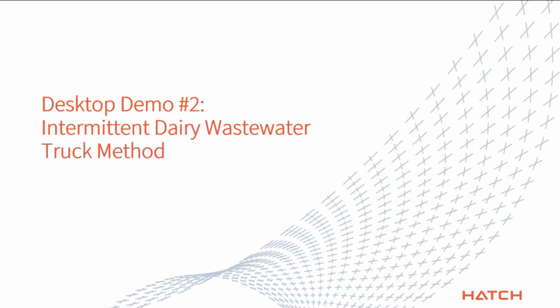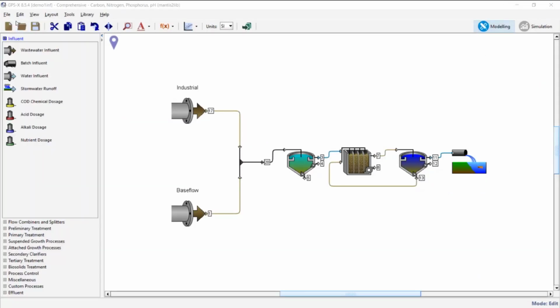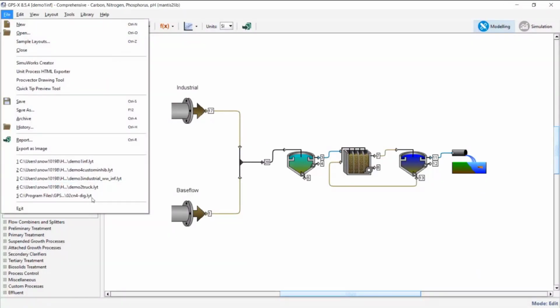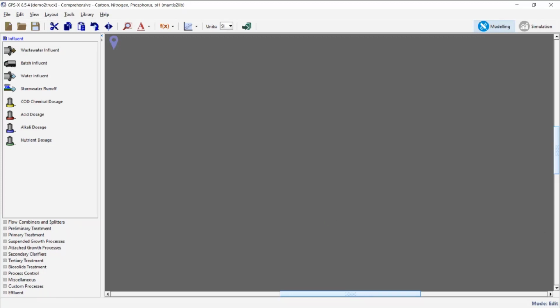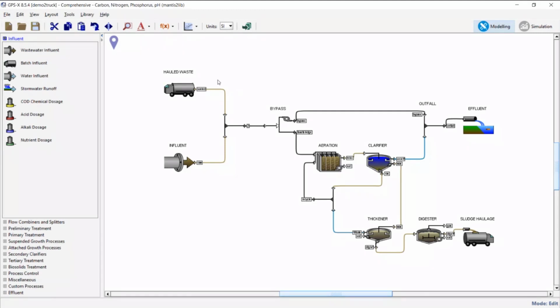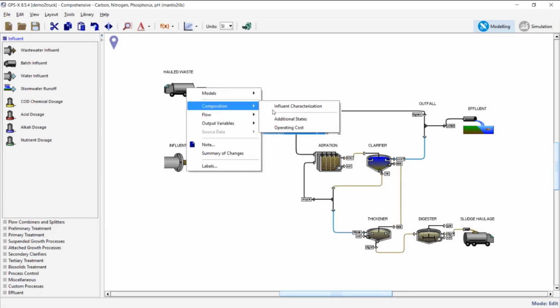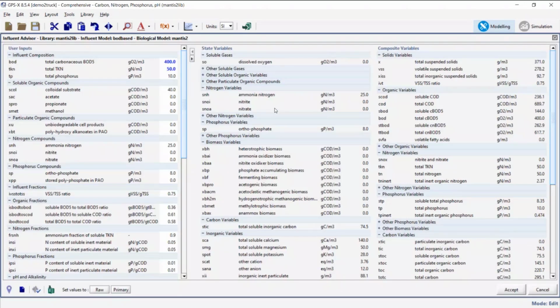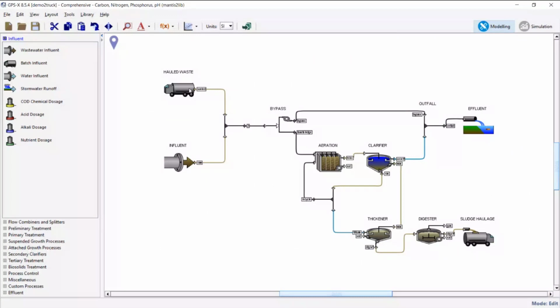Okay, so let's take a look at an example where we're going to use the truck method to make that happen. So I'm going to pop over to my next demo. Okay, so just very quickly to explain here, we've got a regular activated sludge plant. We've got a regular influent coming in, and we've got the truck set up here. If I go to the characterization, it is set up with some not terribly strong wastewater, but a little bit higher than regular. This is that same influent panel, and it works in the truck exactly the same way it does in the regular influent.